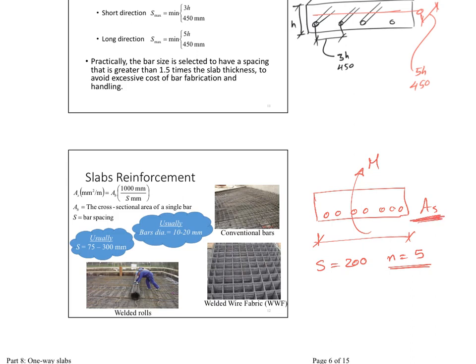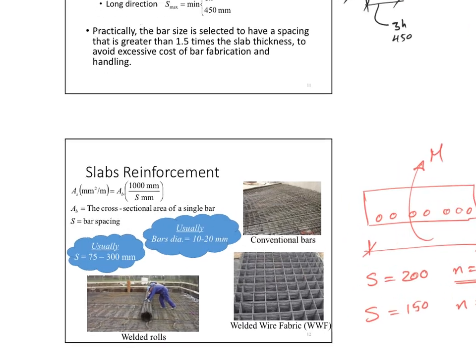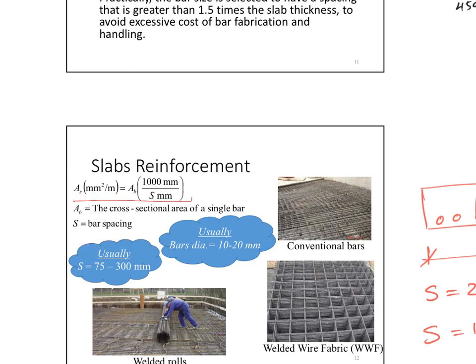Again, I'm looking at a certain AS. I will assume a certain spacing. Another one, I will assume spacing equal 150 and then find N. What is N? 1,000 divided by 150, and so forth. Now, this is one way to do it. The other way is to find the area of the bar, put it in this equation, and from the cross-sectional area of the bar, find your spacing.